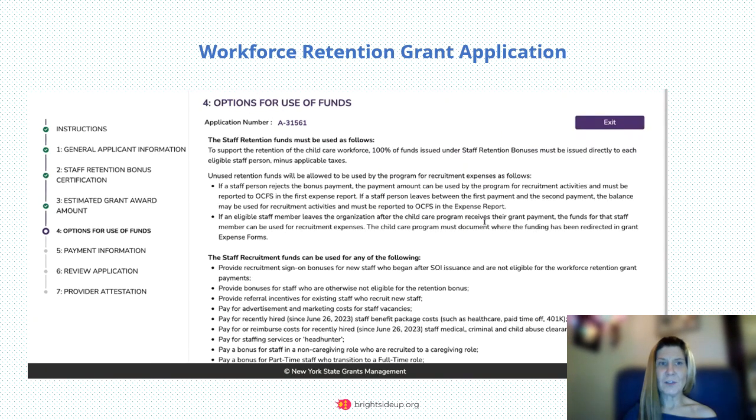The next page you'll see is options for the use of funds. So you'll see your application number at the top. If you want to go through and read this, it does provide you with allowable expenses for this grant. So you can review this page. Once you've reviewed it, go down to the bottom and hit Save and Next to proceed through the application.